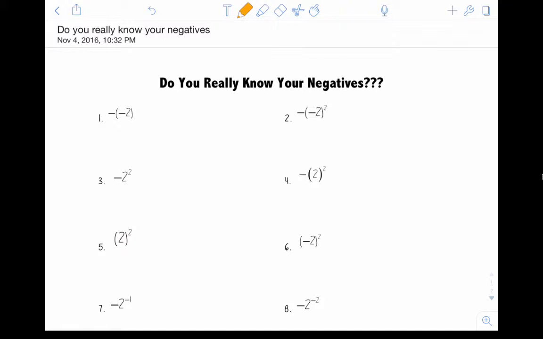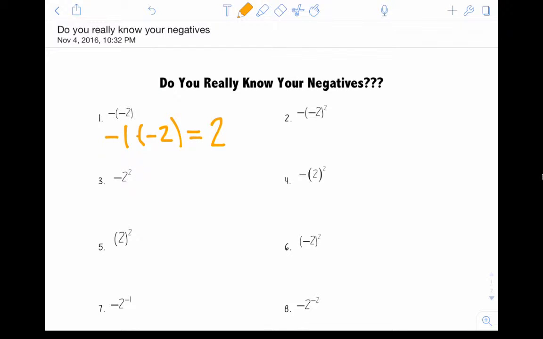I'm going to quickly work through all these problems that you worked on in class today, just to make sure that you are on the right track when you work on your homework. On number 1, we have negative 2, which is kind of like saying negative 1 times negative 2. Negative times a negative equals a positive.